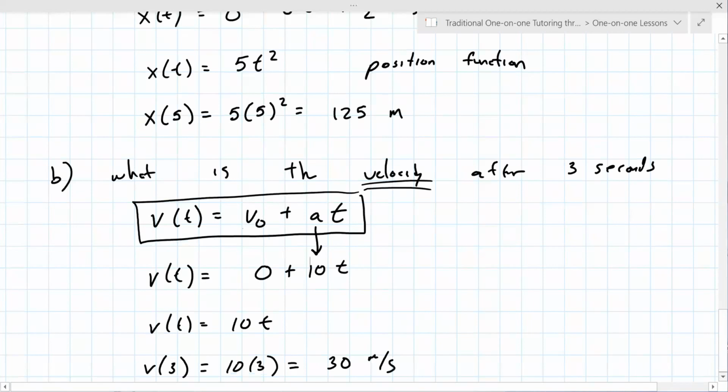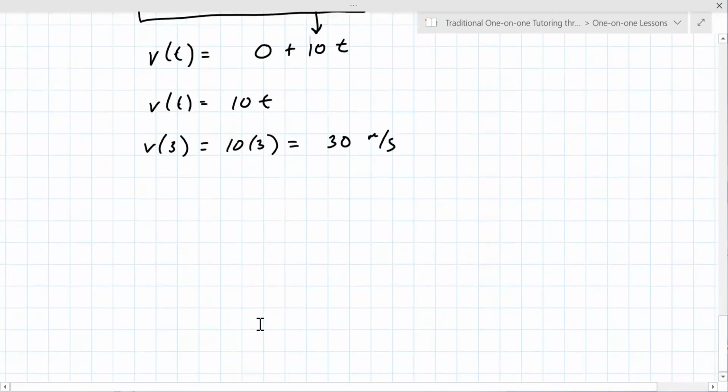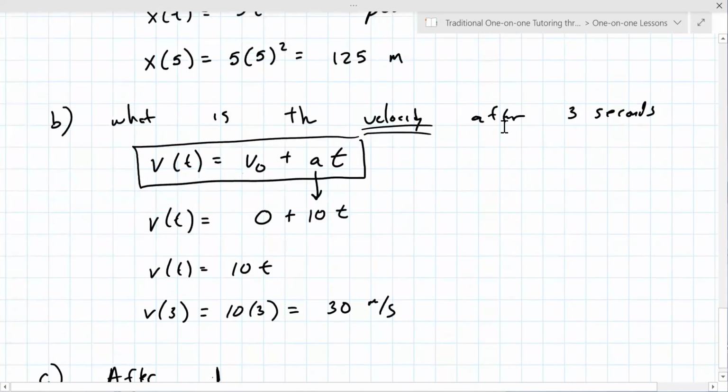Okay, so let's do part C to this problem, because that's how these go. Why did you multiply it by 3? Because I asked for it in 3 seconds. Okay.